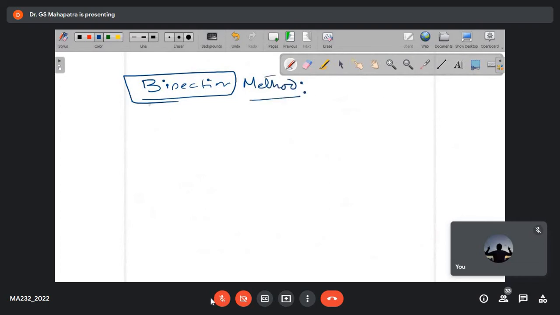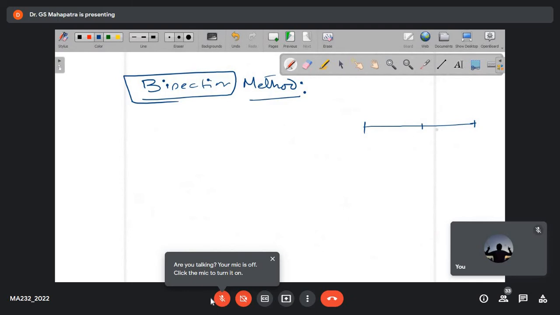This is the length. If you make half of this, that means you are bisecting it into two parts. Correct.